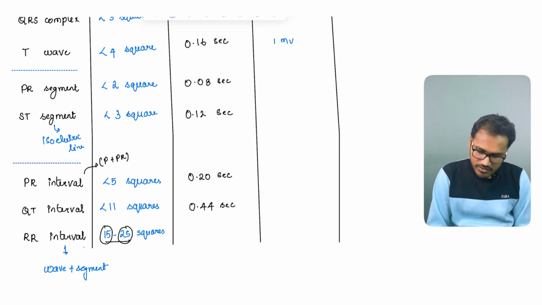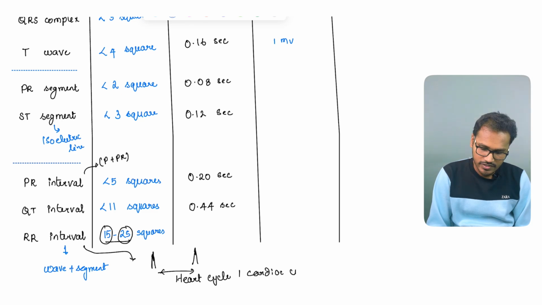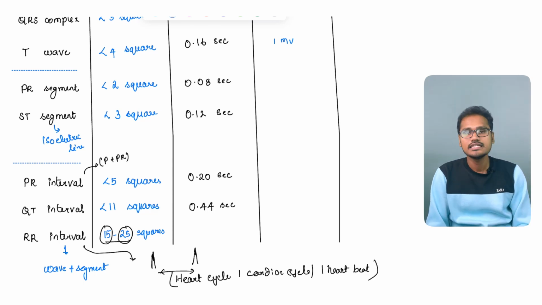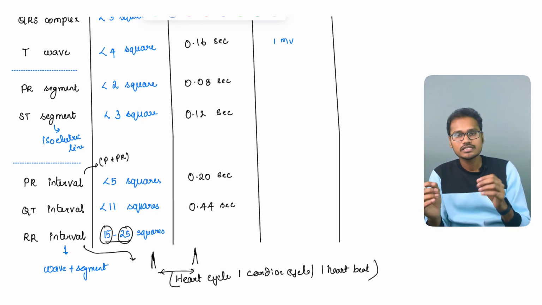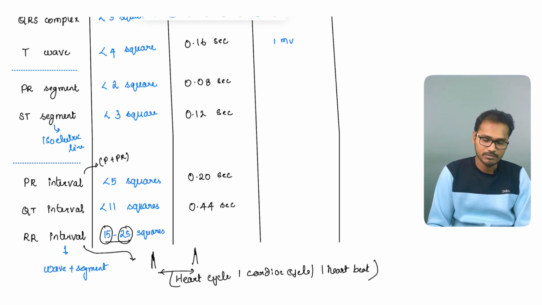And RR interval means we are starting from one point in a wave and going to the same point in the next wave. So this will help us to understand that it is a heart cycle, or we can say it is one cardiac cycle, or one heartbeat. So all these are the same, one heartbeat. Basically this RR interval is going to give us an estimate for calculating the heart rate also, which we'll try to understand in the coming videos.